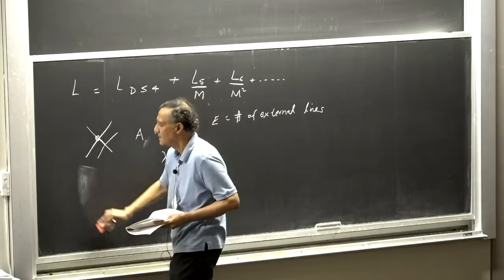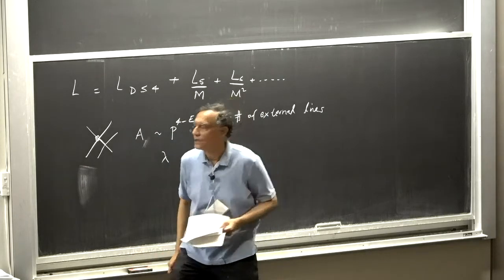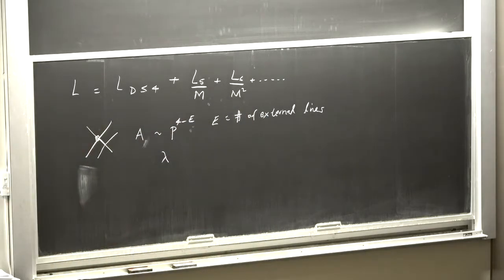Maybe I missed something, but is there a reason why we're not considering trilinear in phi terms? No, I can put in phi. My mistake. Let's put in phi cubed as well.